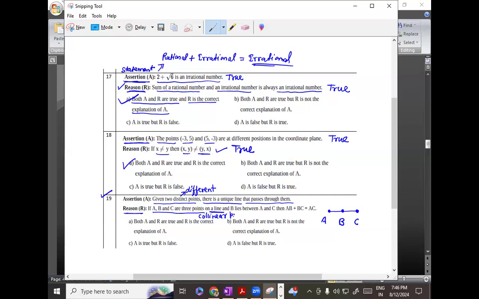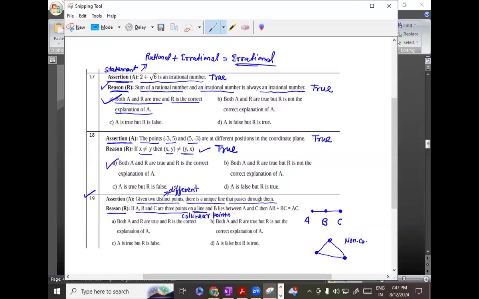Collinear points, do you know collinear points? Yes, sir. When three or more points lie on the same line, then those points are known as collinear points. And when three or more points do not lie on the same line, then they are non-collinear. Okay. Yes, sir. Then which one is correct? Here AB plus BC equal to AC is correct. But can you tell me whether your reason satisfies the assertion?